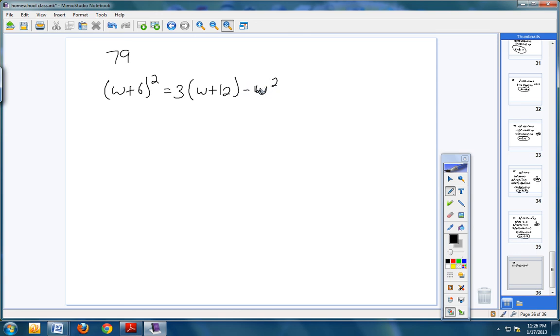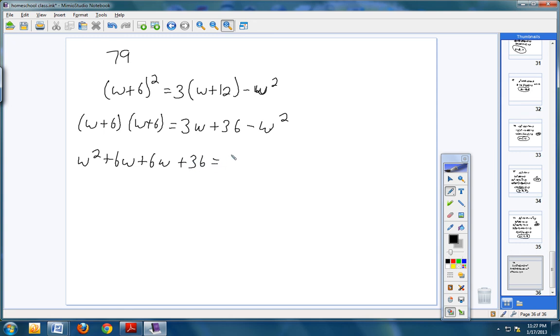That's up to you. I don't think I'll give you one where you have a parenthesis squared like this, but real fast, that means w plus 6 times w plus 6. And of course over here we know we have 3w plus 36 minus w squared. And now when you multiply a binomial times a binomial, it's w times w, which is w squared, w times 6, which is 6w, 6 times w, which is 6w, and 6 times 6, which is 36. Now, we've not learned that, so if you're lost there, you're totally normal. Don't worry about it.